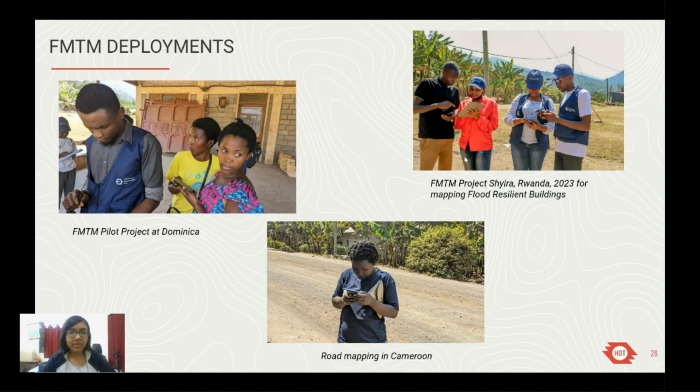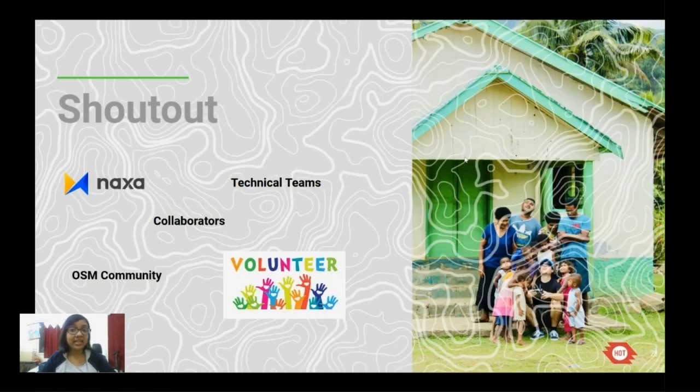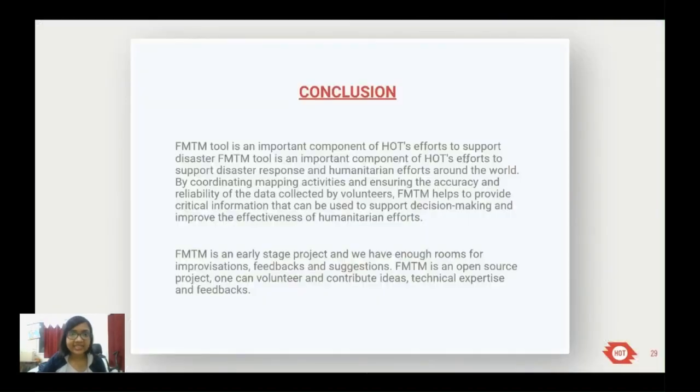Currently, FMTM has been deployed at three places: Dominica, Cameroon, and Rwanda. The credit for leading the FMTM team, of course, goes to Ivan Gayton, the senior humanitarian advisor at HOT, and Rob Savoy, the senior technical lead at HOT. And finally, a big shout out to our partner, NAXA, OSM community, collaborators, technical teams, and all our volunteers.